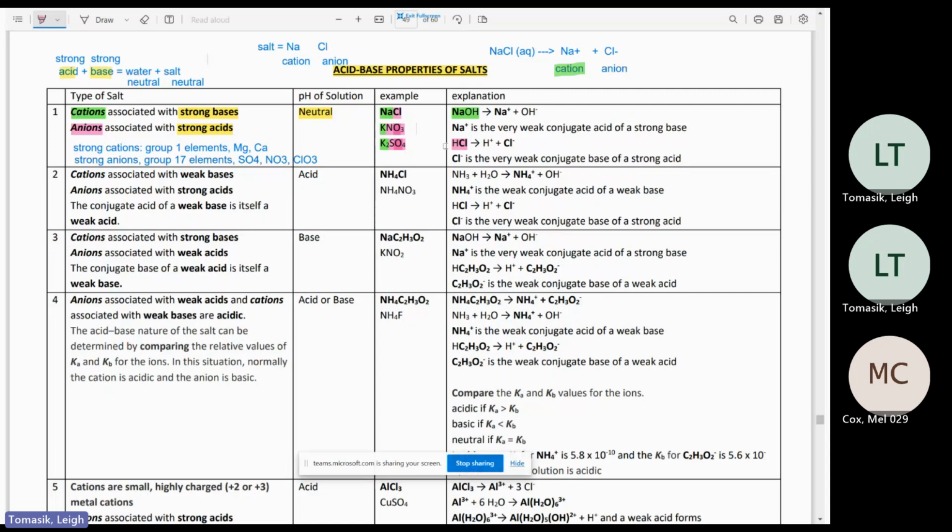A very strong acid, when it dissociates, turns into a very weak base. Okay, so that is why a strong acid plus a strong base will make a neutral salt.